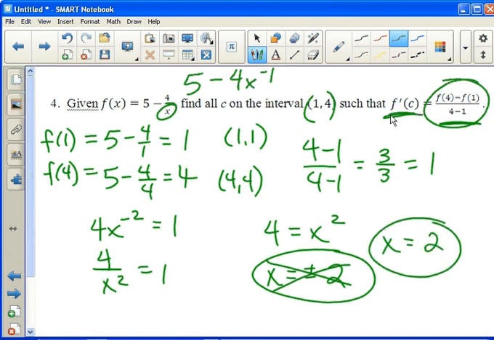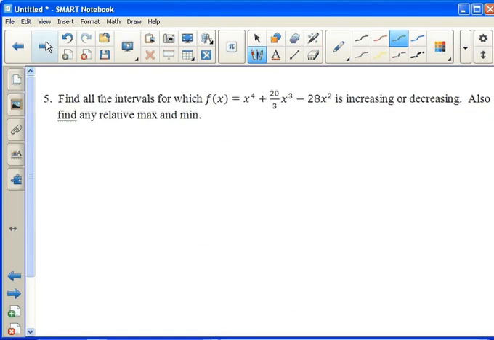Okay, number 5, find all the intervals for which this is increasing or decreasing and find any relative max or mins. So I take the first derivative because that's where I find out about increasing, decreasing, maximums, and minimums.